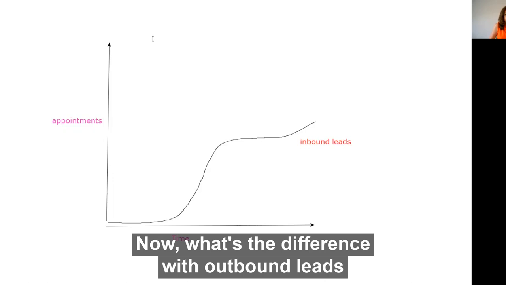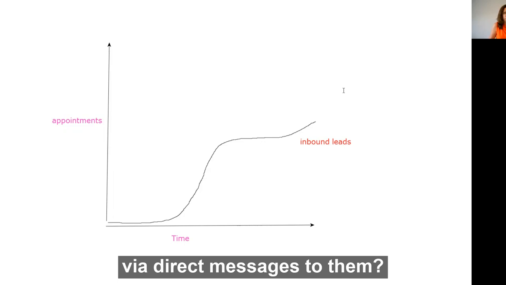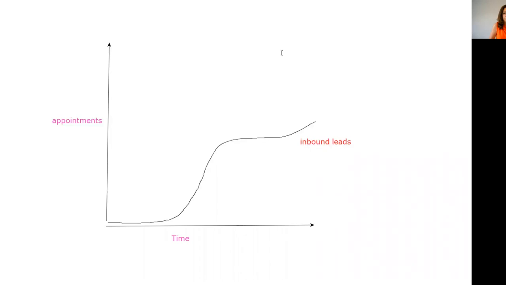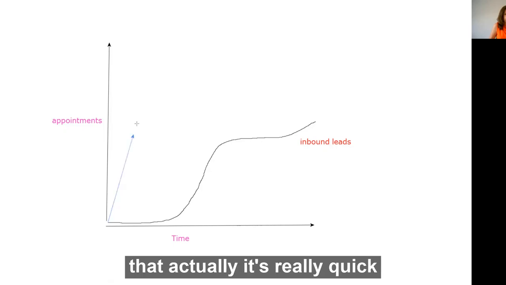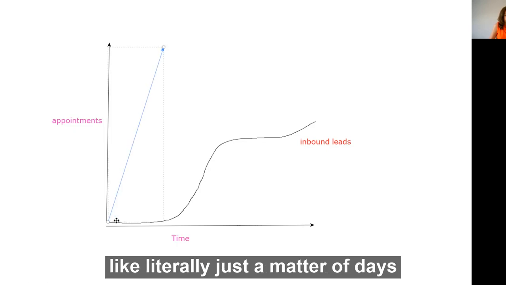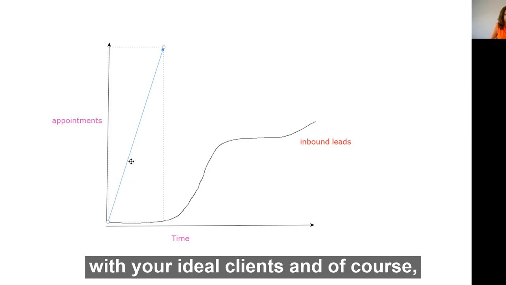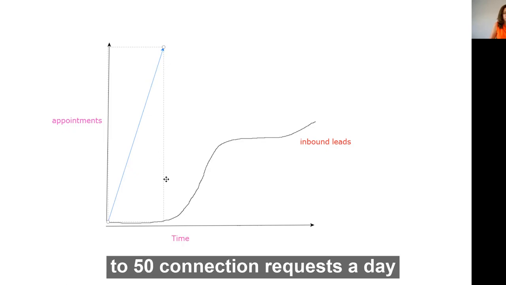Now, what's the difference with outbound leads, where you're reaching out to your ideal clients via direct messages? Well, let's have a look at what happens with that. With outbound leads, you often find that it's really quick to start getting appointments coming through, literally just a matter of days, because you're directly connecting through your messages with your ideal clients. And of course, that expands over time because you can continue reaching out to 50 connection requests a day, to 50 new connections a day.